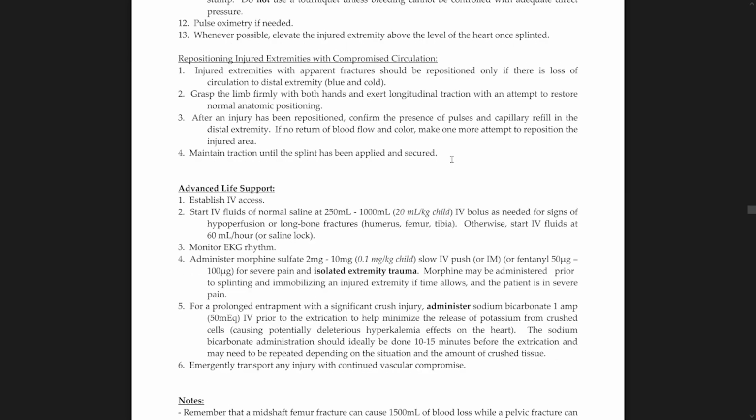After an injury has been repositioned, confirm the presence of pulses and capillary refill in the distal extremity. If no return of blood flow and color, make one more attempt to reposition the injured area. Maintain traction until the splint has been applied and secured.